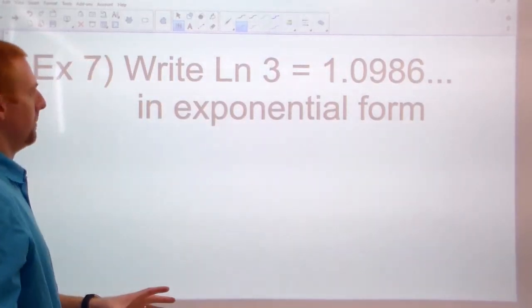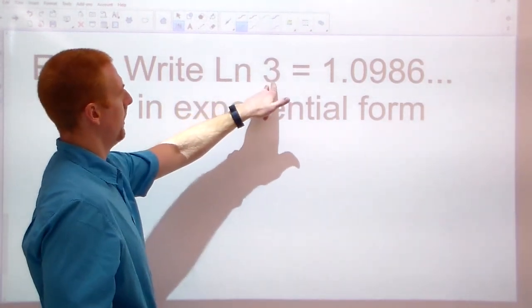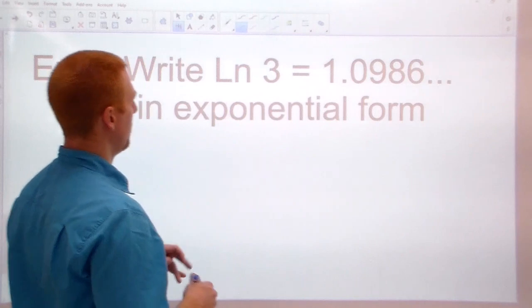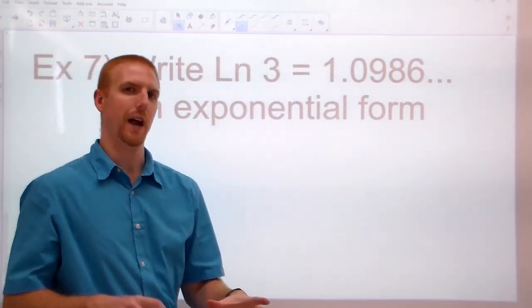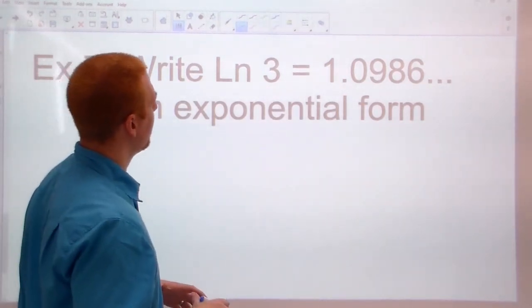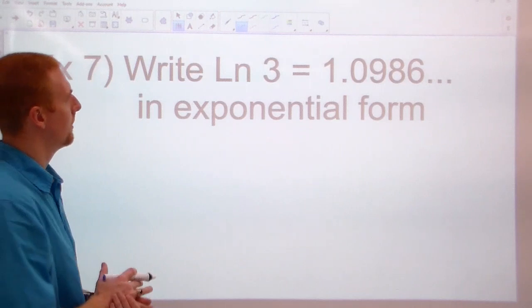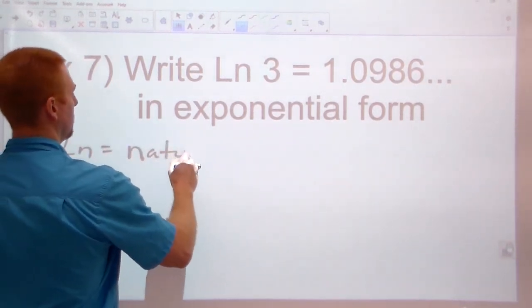Last example for the day. And I just want to go over what this means. It's actually pretty simple to do. Write ln 3 equals that decimal number. So usually when I assign this in class, I like to kind of just see what happens, but I figured I'd go on and show this to you now. ln, it's kind of its own thing. What it stands for is natural log.